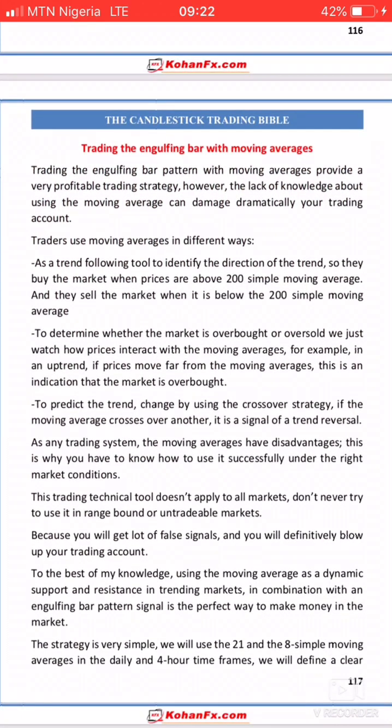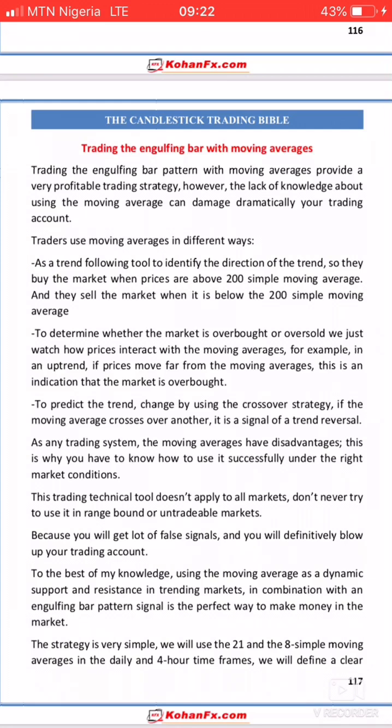Trading the engulfing bar with moving averages. Trading the engulfing bar pattern with moving averages provides a very profitable trading strategy. However, a lack of knowledge about using the moving average can dramatically damage your trading account.